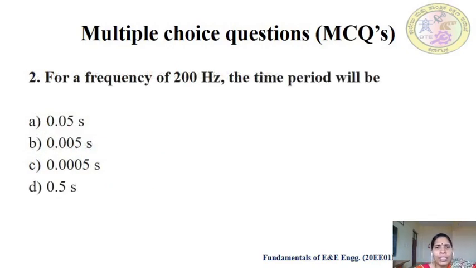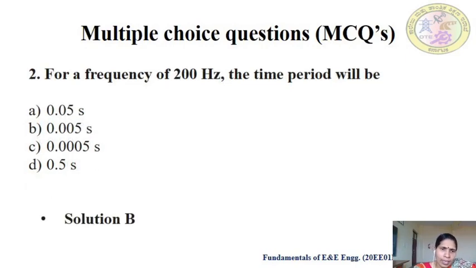Second one: for a frequency of 200 Hz, the time period will be 0.05 seconds, 0.005 seconds, 0.0005 seconds, or 0.5 seconds. It is calculated using the formula T = 1/F, where F is 200 Hz. Therefore, if we calculate, we will get 0.005 as the answer. That is solution B.